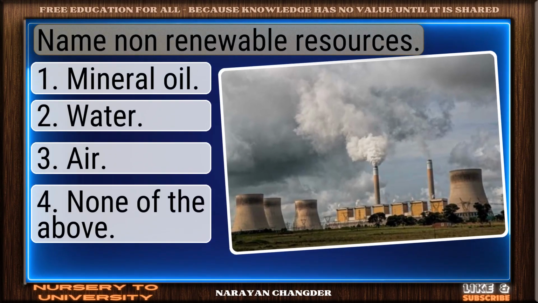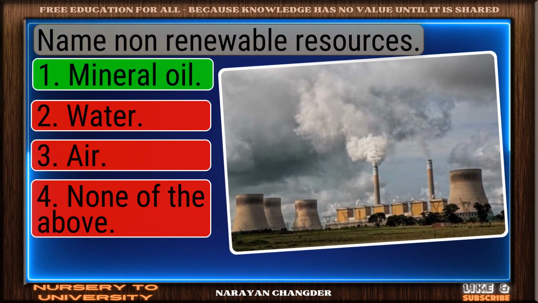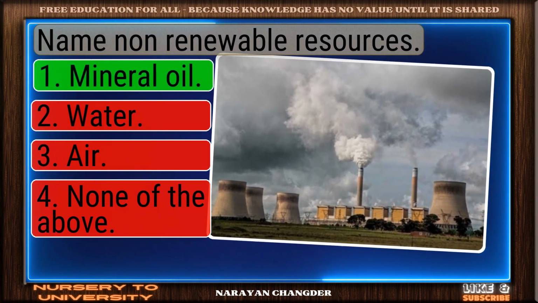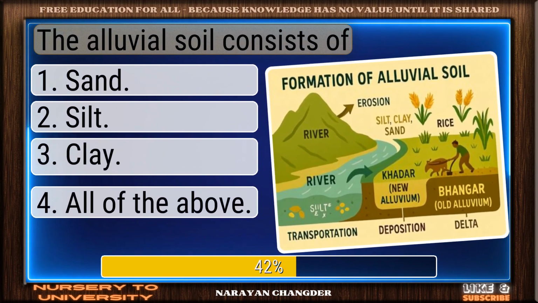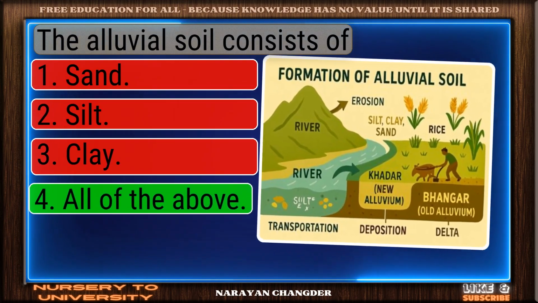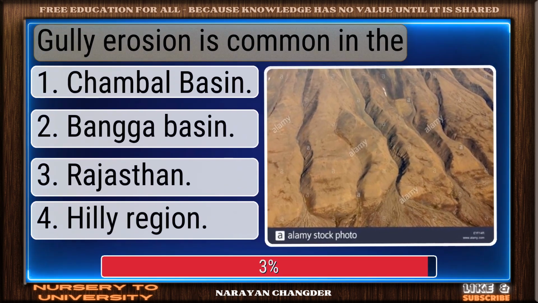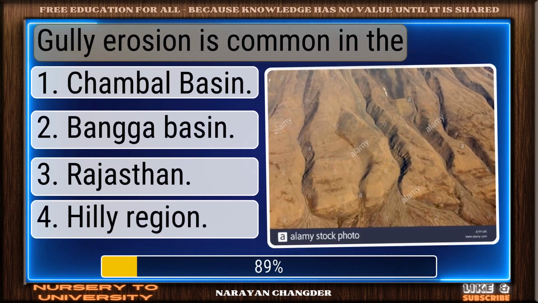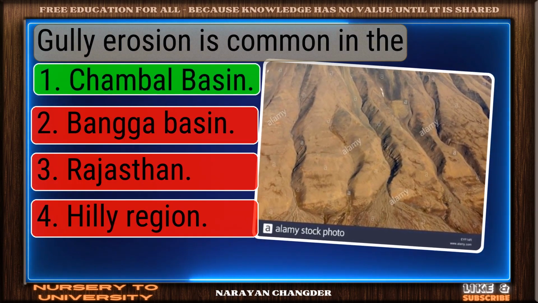Name non-renewable resources. Excellent choice. Mineral oil is right. The alluvial soil consists of. Great thinking. All of the above is right. Gully erosion is common in the. Strong choice. Chambal Basin is right.